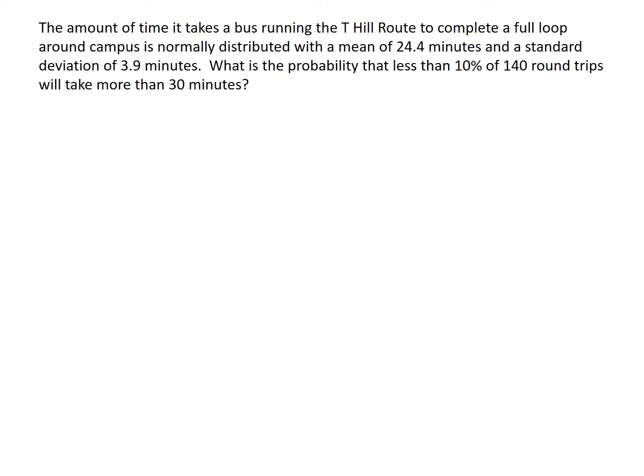By now you should recognize that the problems I'm using here were the ones we started in the distribution of p hat video. Okay, so this time we're talking about the amount of time it takes the hill route to make one loop around campus. We know that that time is normally distributed with a mean of 24.4 minutes and a standard deviation of 3.9 minutes. And the question we're trying to answer is, if we randomly pick 140 round trips, what's the probability less than 10% of them take more than 30 minutes?